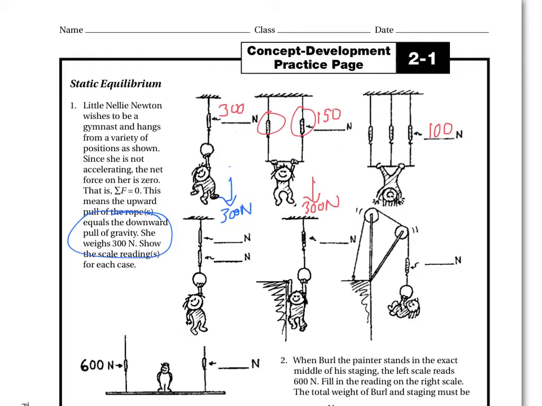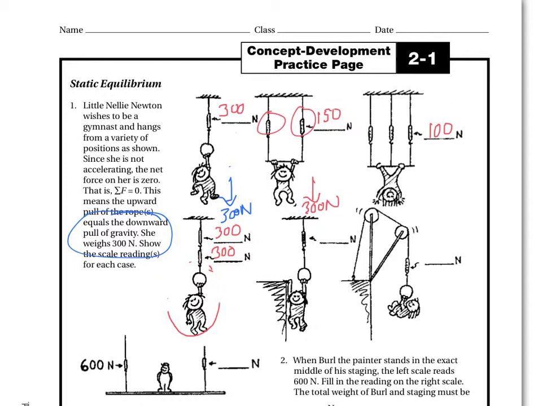In this next one, I'm going to give you the answer first. Both of them are actually going to read 300. Okay? Let's talk about it for a second. Look at this first spring scale and what it's actually supporting. What's attached to the first spring scale is Nellie. So this spring scale has to hold up 300 newtons worth of force to hold Nellie in the air.